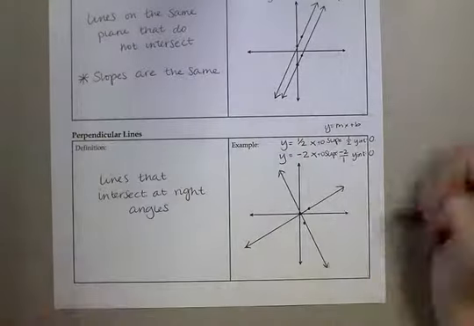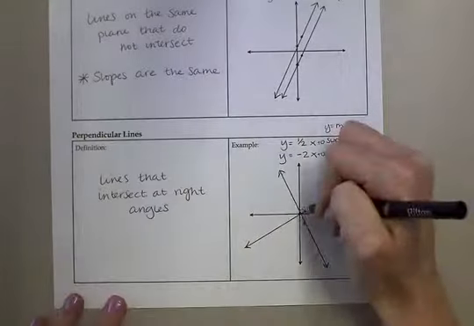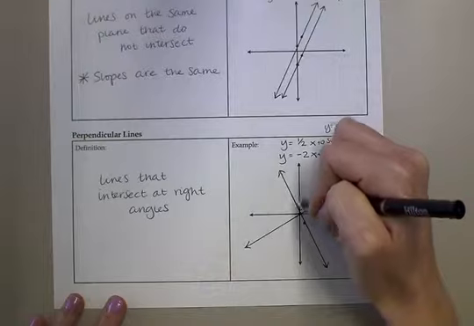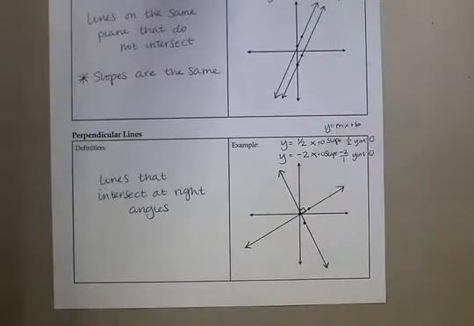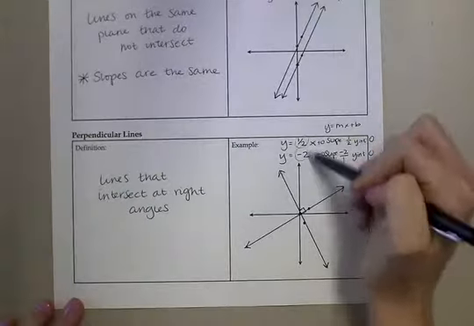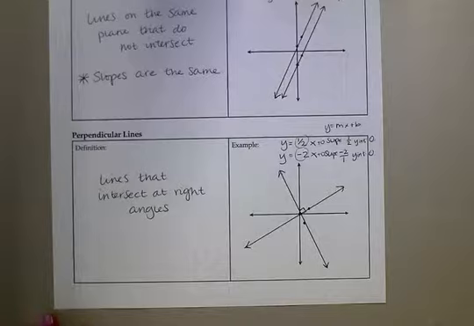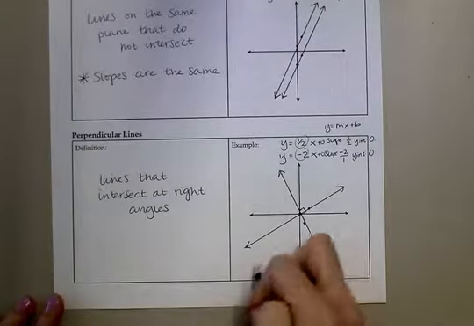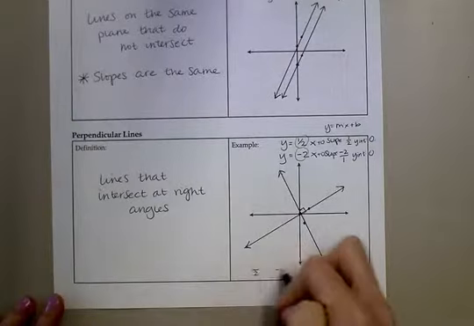So these two perpendicular lines are forming a right angle. Right here they're making the perfect right angle, 90 degrees, a perfect corner. So notice the slopes on these perpendicular lines. What is the relationship between 1/2 and -2?